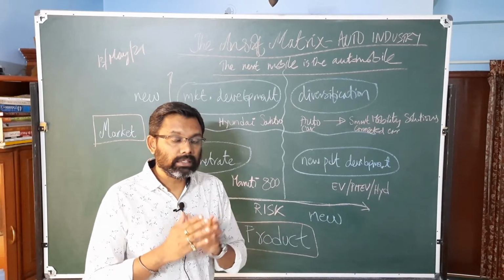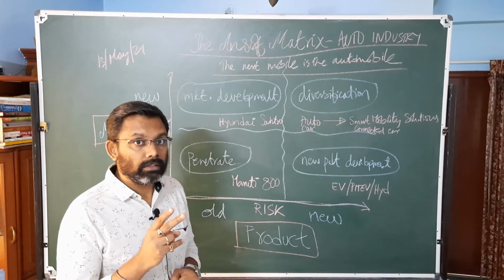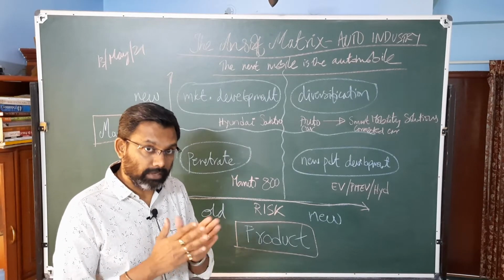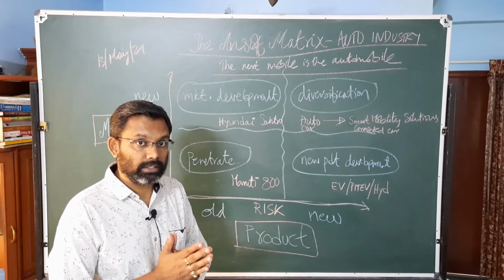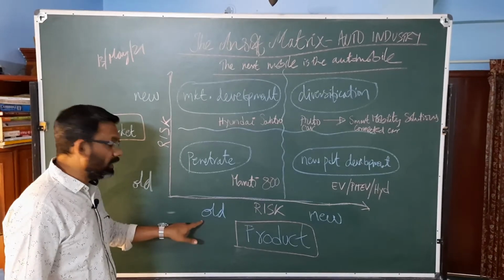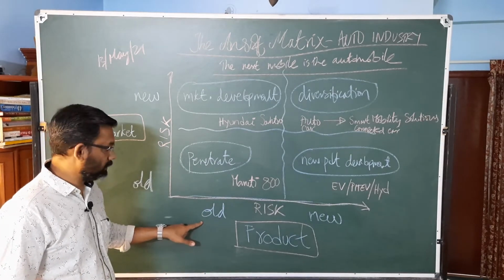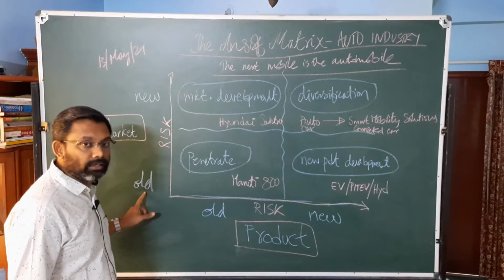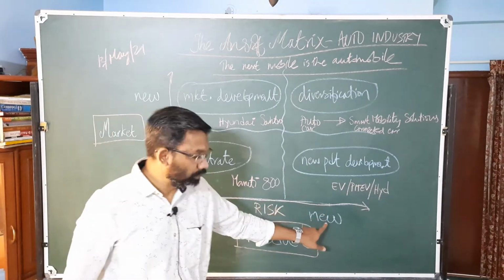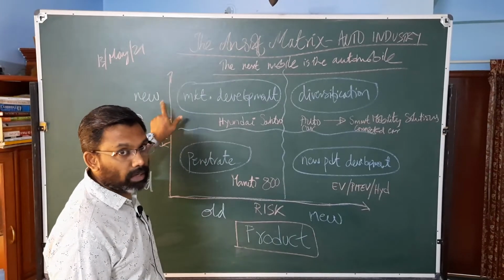So when we consider the dimension of time, then broadly speaking, we can divide products as well as markets into two segments: existing or old products, existing or old markets, new products or new markets.